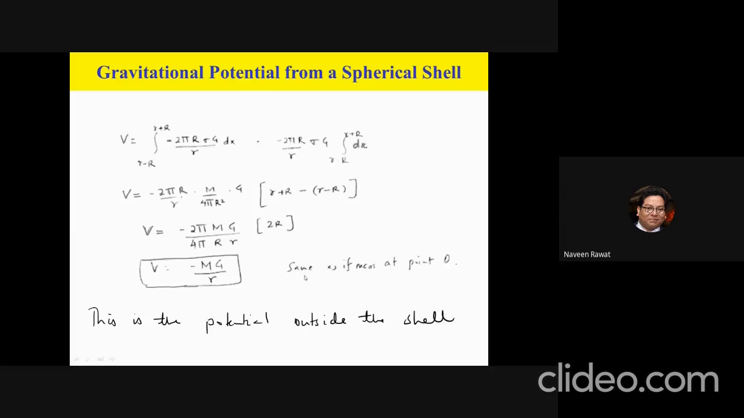Once you integrate this expression, here what you're getting is 2 pi capital R, they are constant. Sigma is the surface mass density, that is constant, it comes out. G is constant, even small r is constant. The only thing that is inside is dx, and once you solve this you get the expression that V is minus MG by r. So again the gravitational potential of a spherical shell is this value outside the shell.